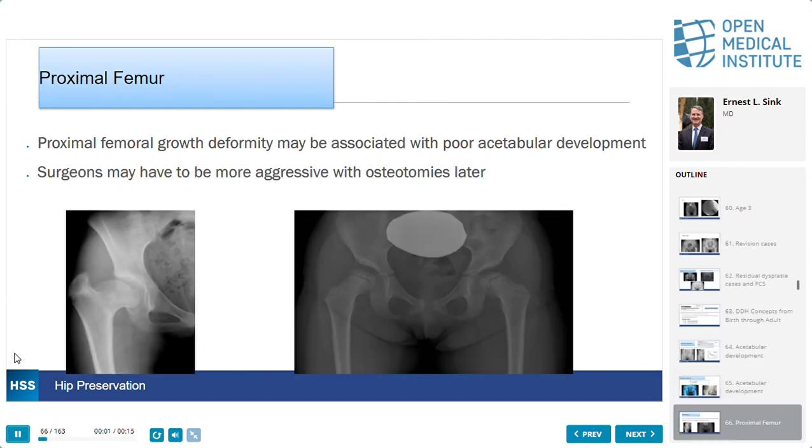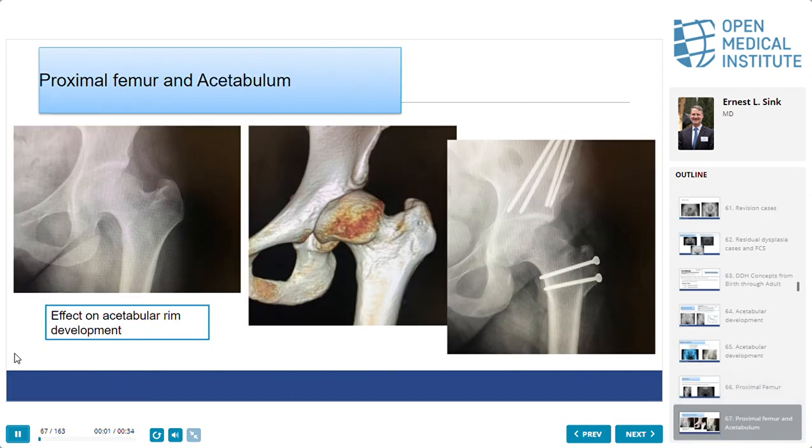Proximal femoral growth deformity may be associated with a poor acetabular development. Surgeons may have to be more aggressive with osteotomies later. So this hip is a lot harder to treat than this hip, okay? Because you have a high trochanter. So here is somebody who had treatment. They had a little bit of deformity. So I needed to do a relative neck lengthening and a PAO at the same time. That's a lot more complex.